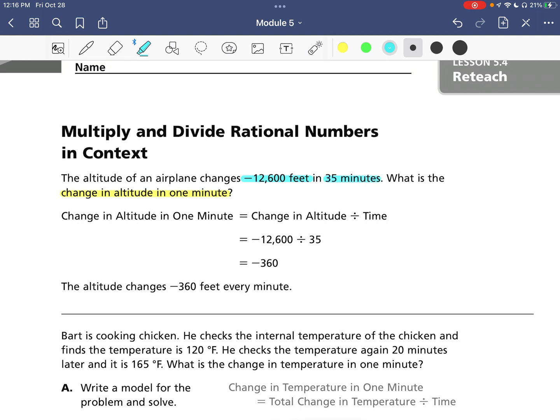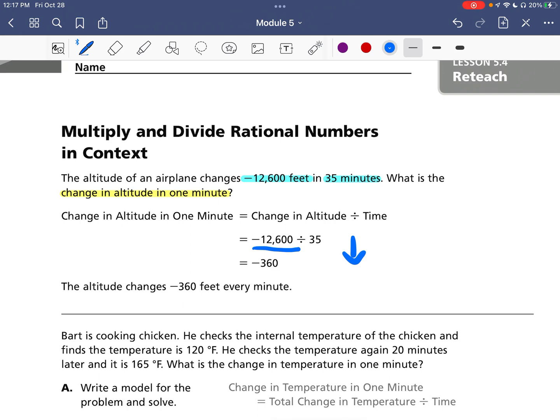So we're going to take what we know. We have our change in altitude, that is our 12,600, and it is negative because it's going down. We're saying the plane is going down, maybe landing, losing 12,600 feet over the course of 35 minutes. So we take that total amount and divide it by 35.